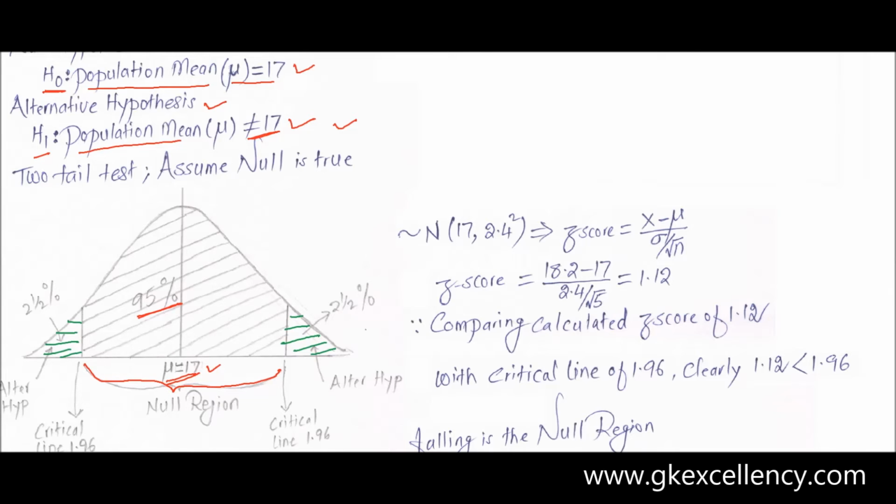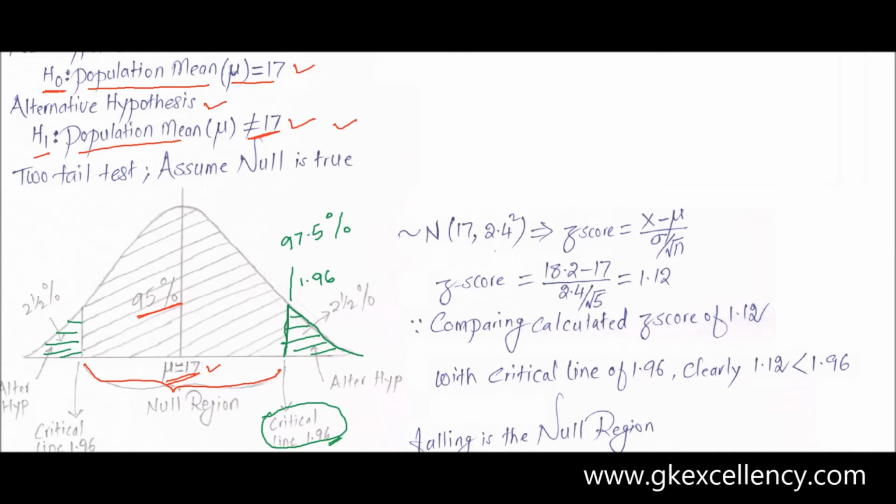Now, if you start from 0 and come all the way up to 97.5%, with 2.5% remaining, this line is my critical line. Once you look this up in the normal distribution table, the critical value comes out to be 1.96.